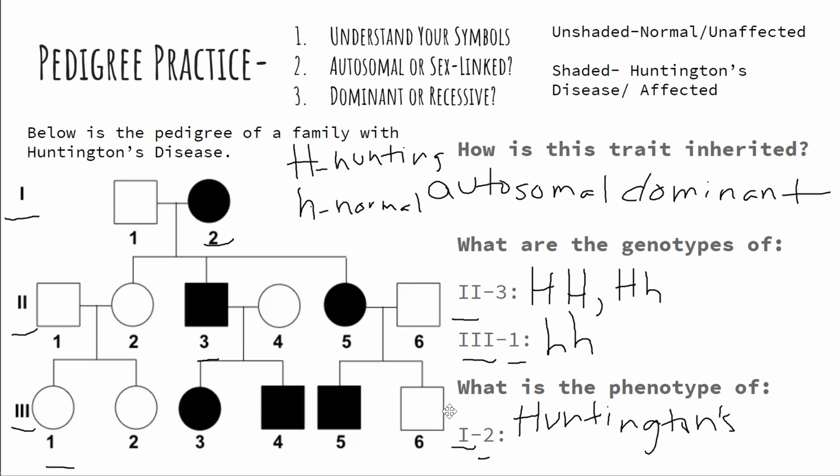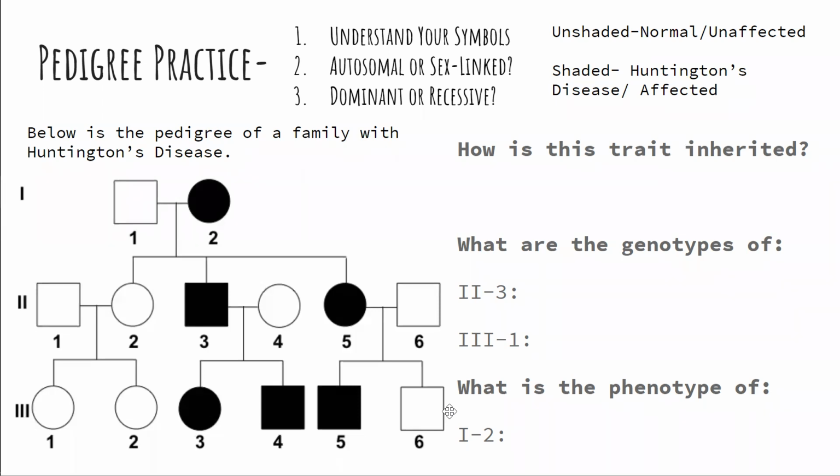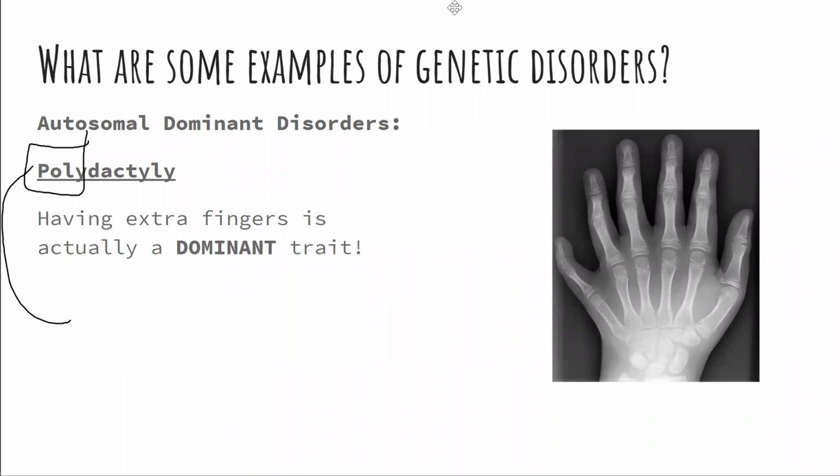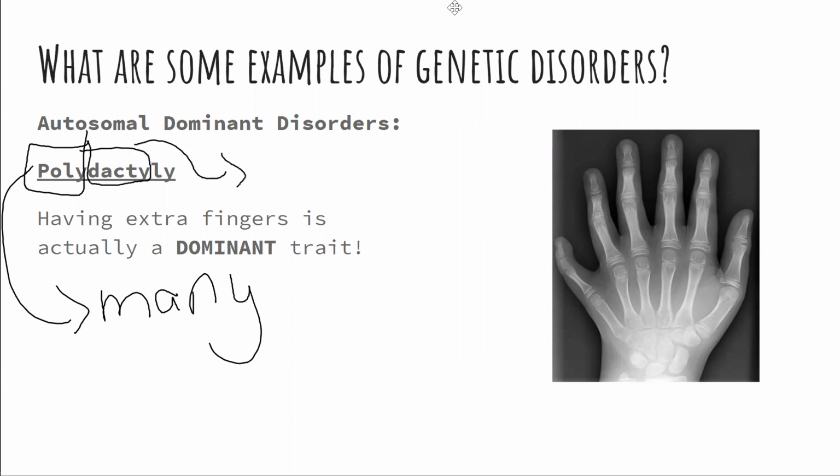Let's keep it pushing. Here's another example of an autosomal dominant disorder, polydactyly. Poly means what? What does poly mean? Poly means many. And dactyl means fingers. So polydactyly means that you have extra fingers, and it's a dominant trait.